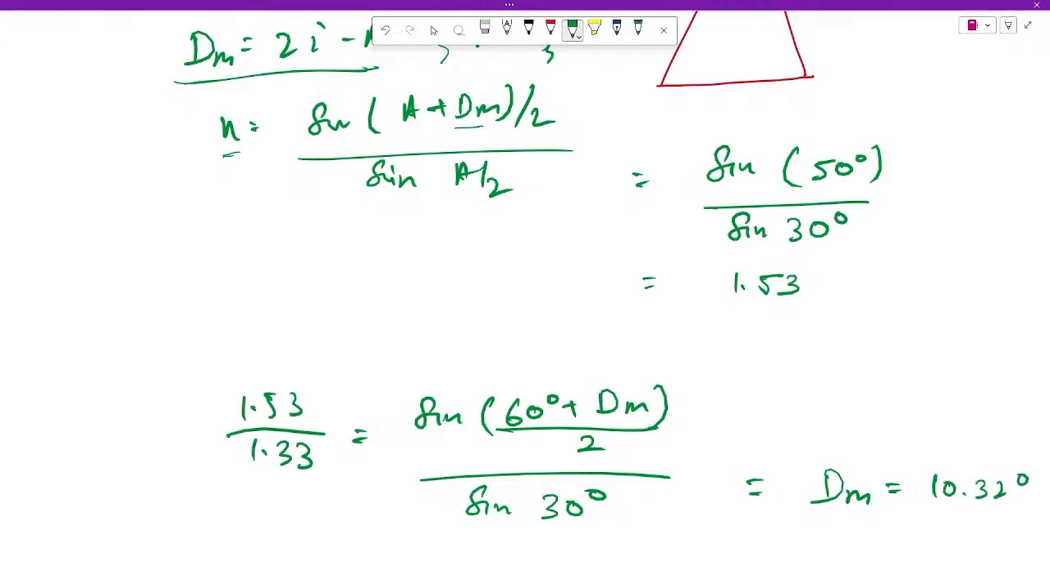So here this formula is used. Here the refractive index is the refractive index of the prism with respect to the medium in which the prism is kept. That's why we use this formula in the case of water, that is the refractive index of the prism with respect to the medium in which the prism is kept.